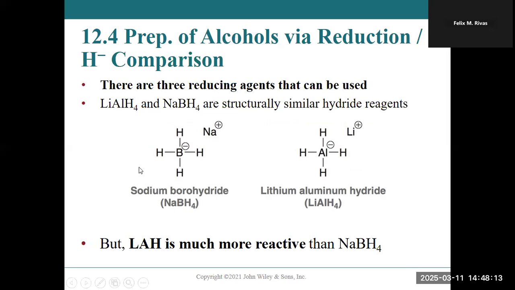Sodium borohydride is a milder reagent, and lithium aluminum hydride is a much stronger reagent. Because of that, sodium borohydride is more friendly and is used in protic solvents like methanol and water. Lithium aluminum hydride cannot be used in the presence of any water or any methanol because it reacts with it too fast.